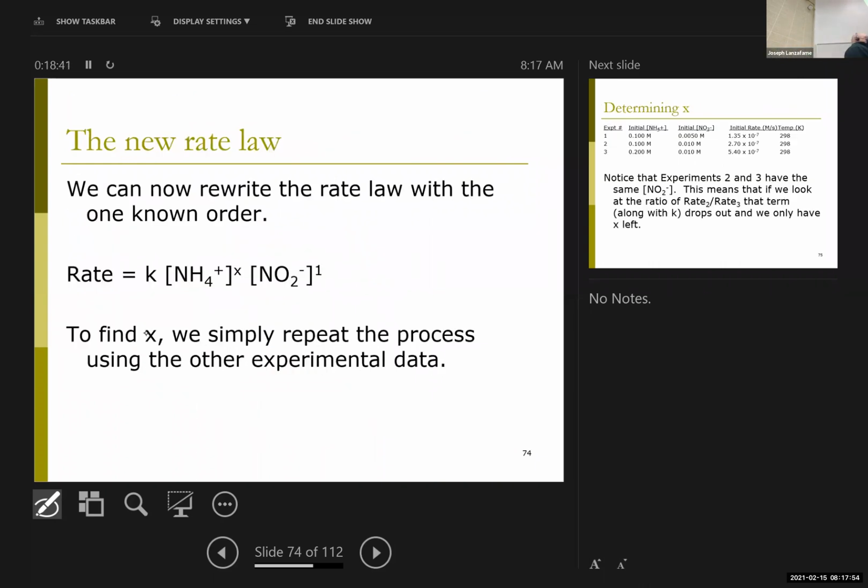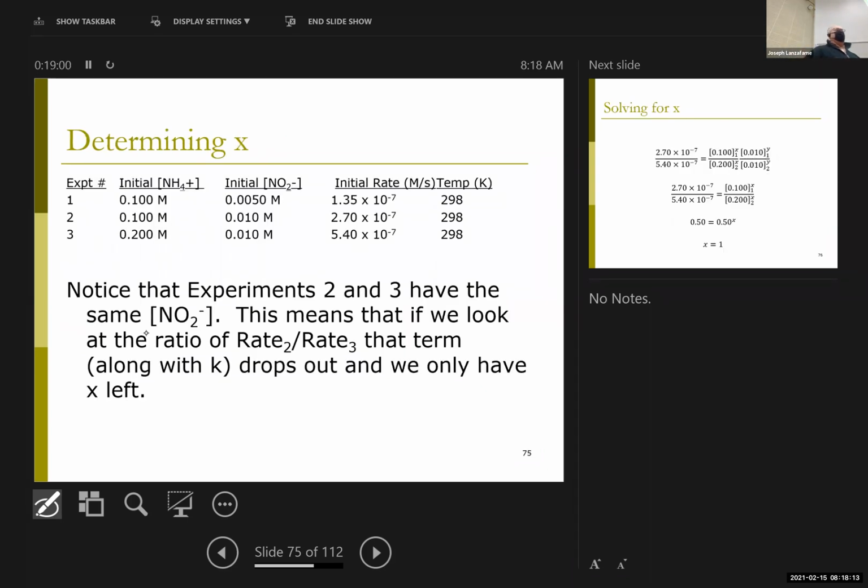And so that little piece of math eliminates one of my unknowns. I know the order with respect to nitrate has to be a 1. I still have 2 unknowns, but that's okay. I still have more data. And I can find x similarly by now using experiments 2 and 3, because again, in 2 and 3, the only thing concentration-wise I changed was the ammonium. And so frankly, the nitrite is irrelevant between those 2 experiments.